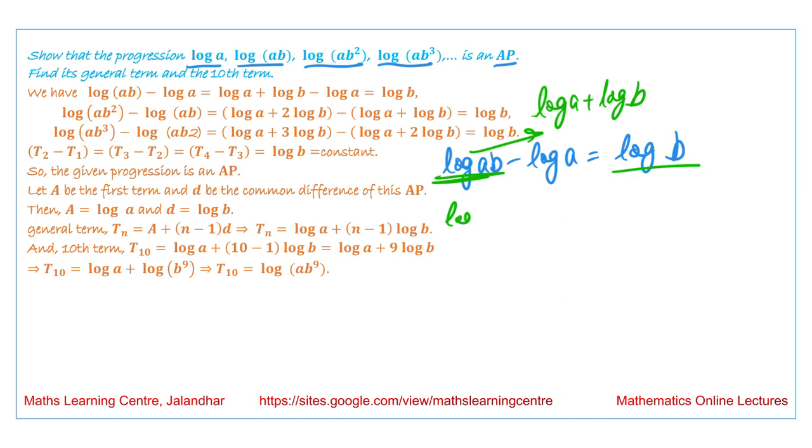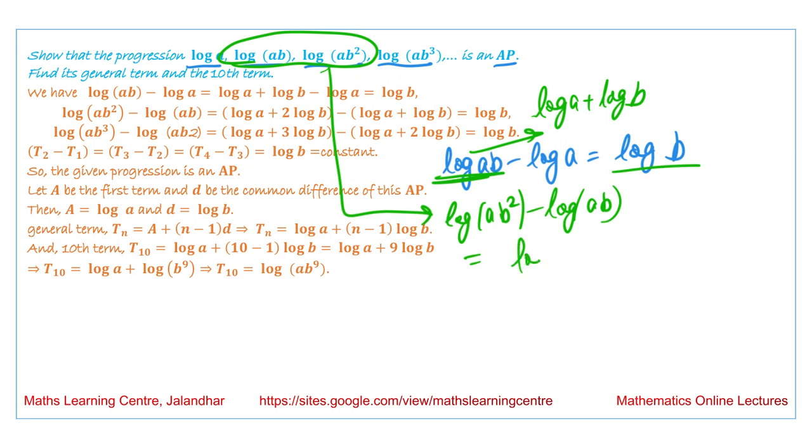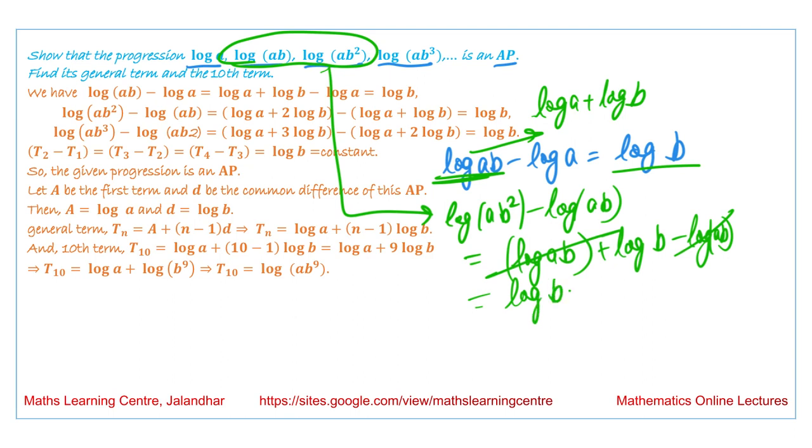Next is log of AB square minus log of AB. We are talking about the difference of these two terms. We get log of AB plus log of B minus log of AB. Again these two terms get cancelled, and we are left with log of B. Similarly, if we subtract the next two terms, the common difference is log of B. So we are saying this given progression is an AP.